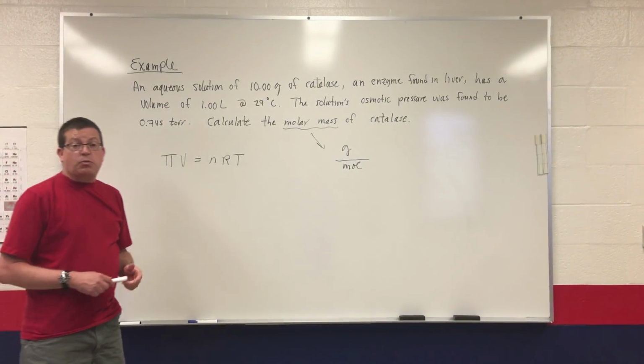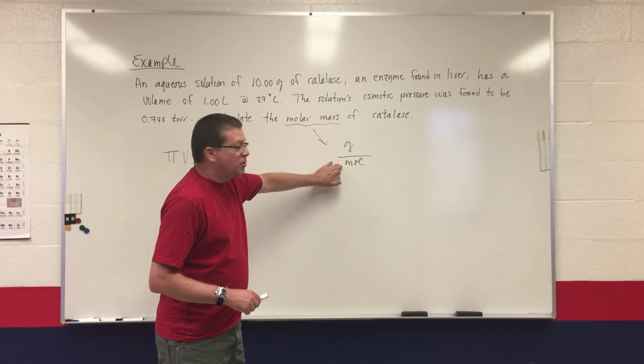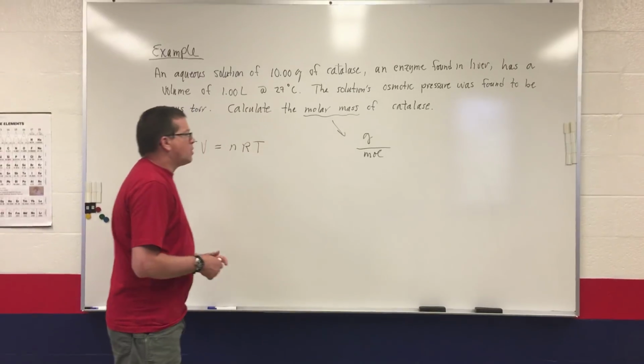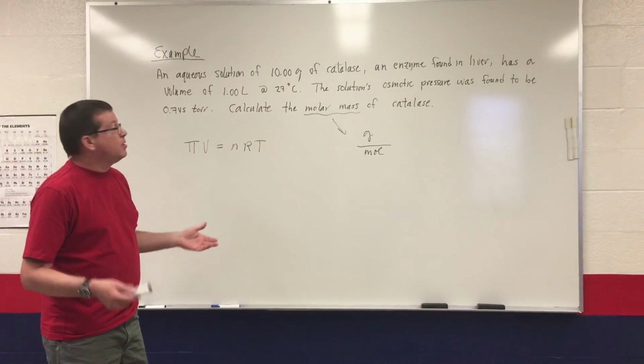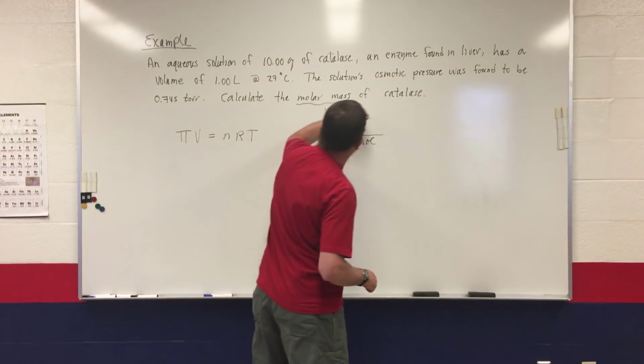Now, to get molar mass, we need two things. We need to know the mass of the enzyme, and we need to know the number of moles that correspond to that mass of the enzyme. So we're in pretty good shape here because we've already got the numerator. The problem tells us that we have 10 grams of the enzyme.